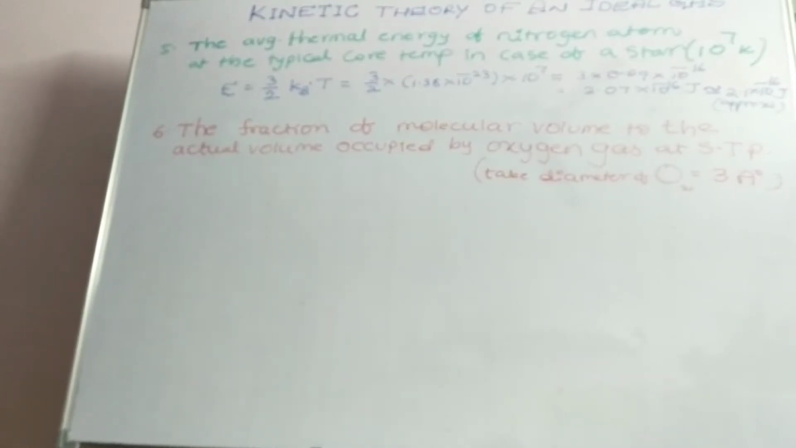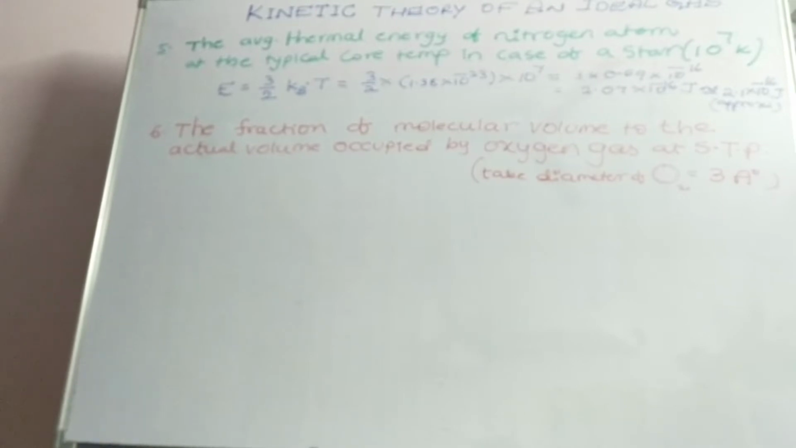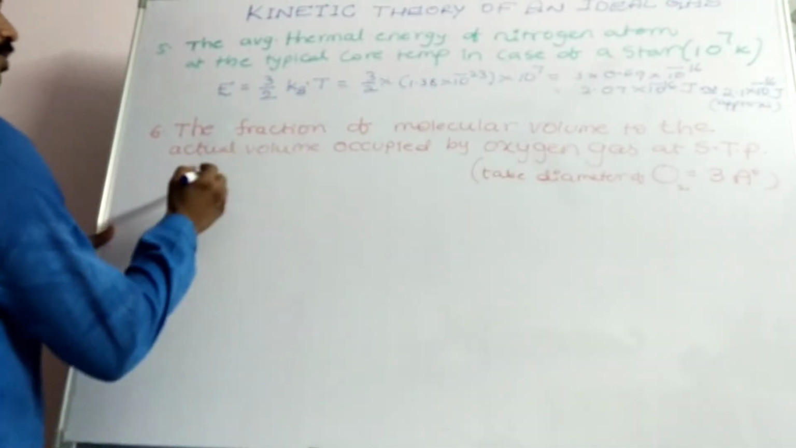Now here we have the fraction of molecular volume to the actual volume occupied by the oxygen gas at STP, standard temperature and pressure. Take the diameter of oxygen is equal to 3 angstroms. So here we have to write the formula for the fraction of molecular volume.